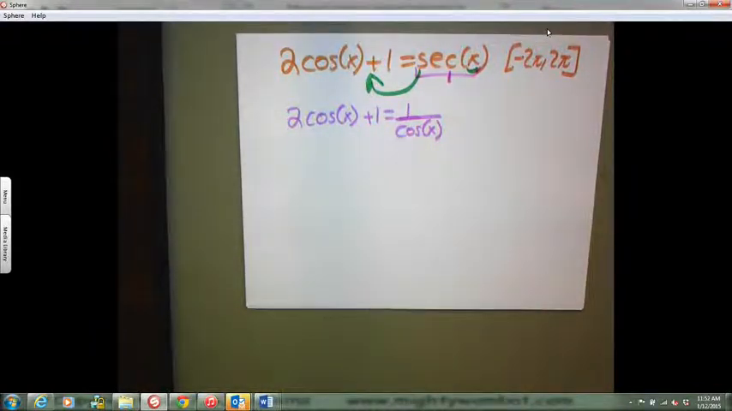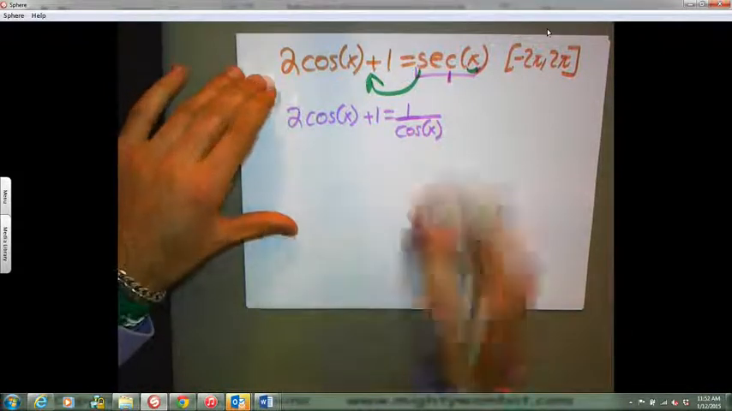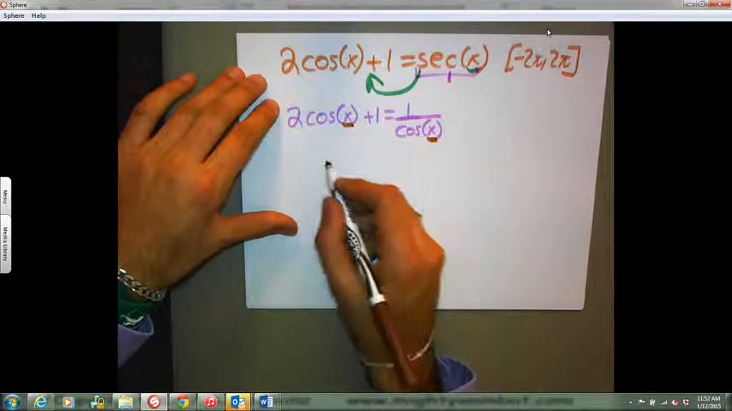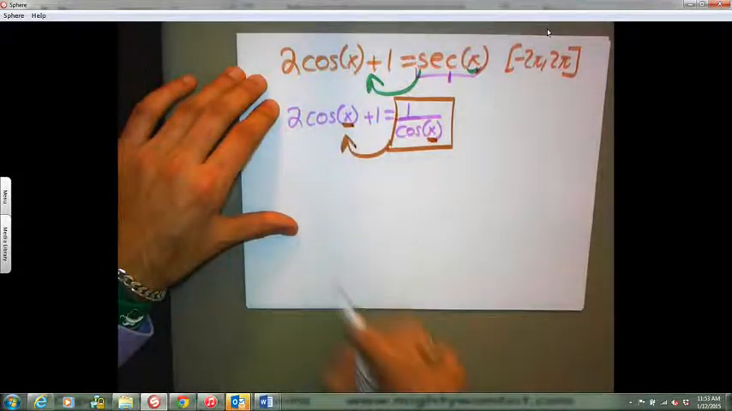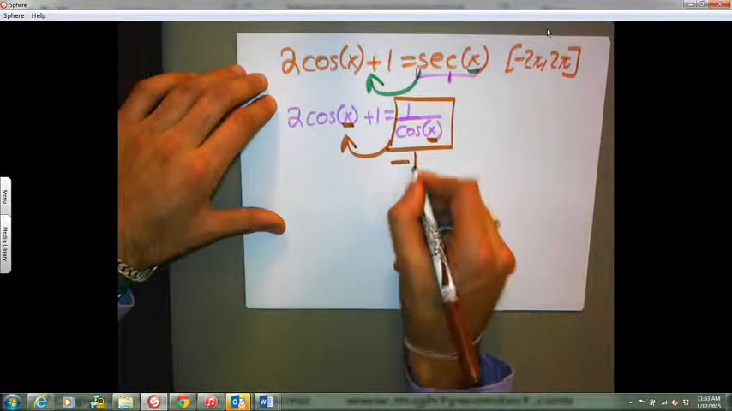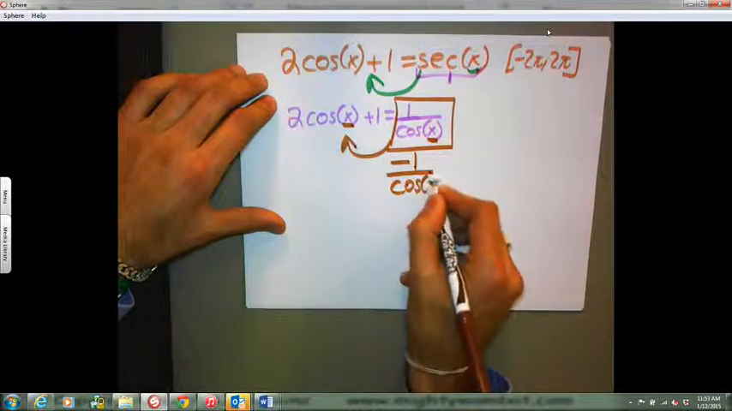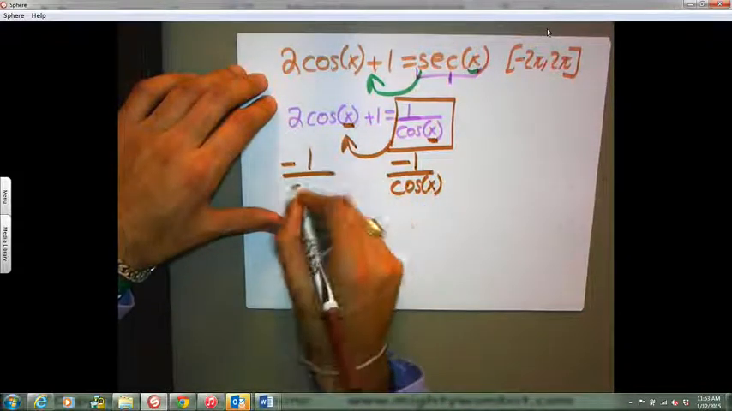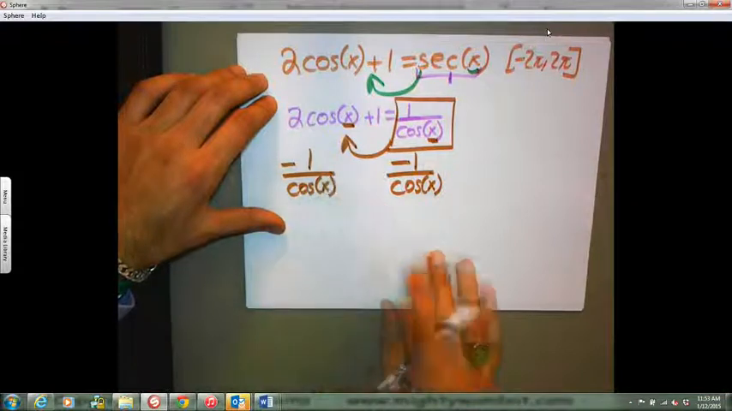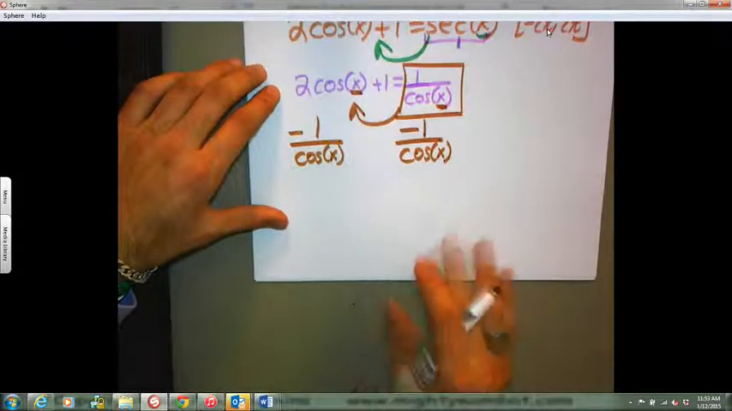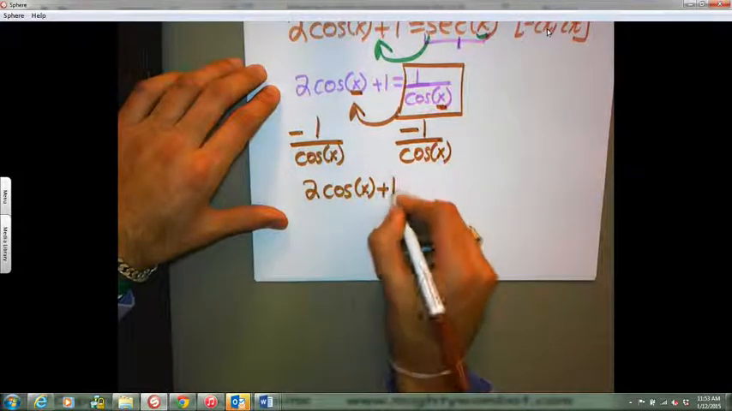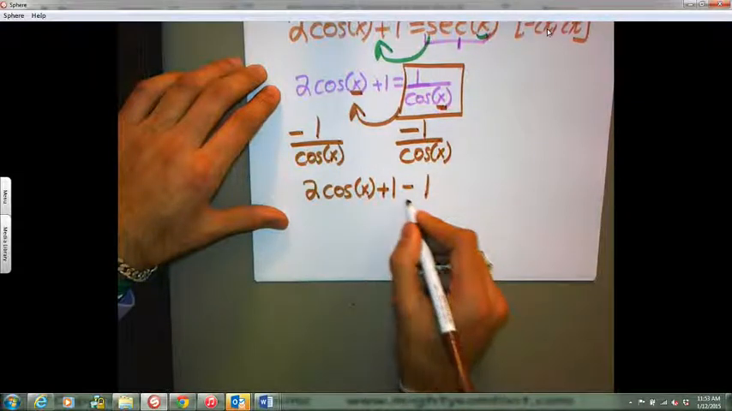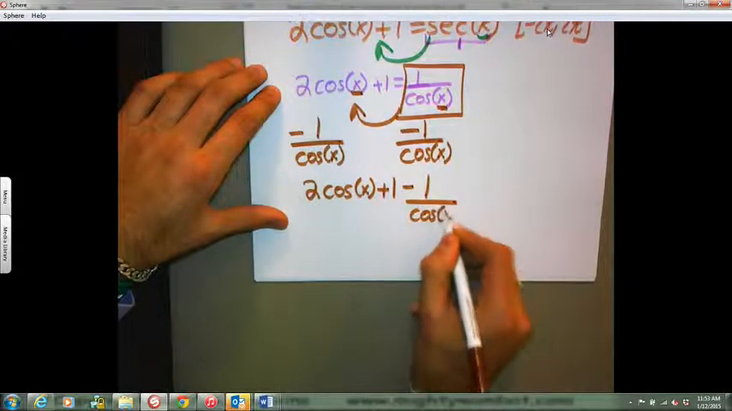And now we know from Algebra 1 that we always want to get all the variables on one side. So we want to move this over to here. So I'm just going to minus 1 over cosine x on both sides. So minus 1 over cosine of x. So I'm going to get 2 cosine of x plus 1 minus 1 over cosine of x, and that equals 0.